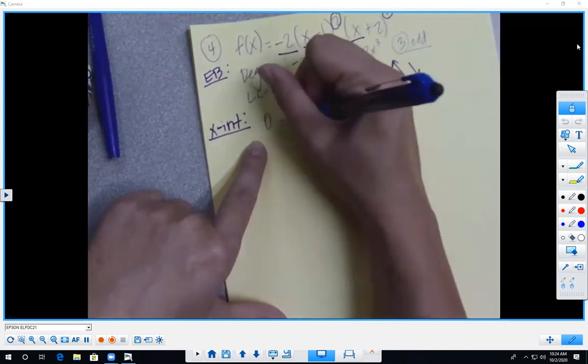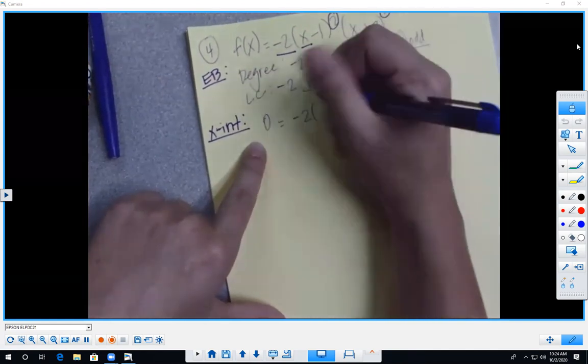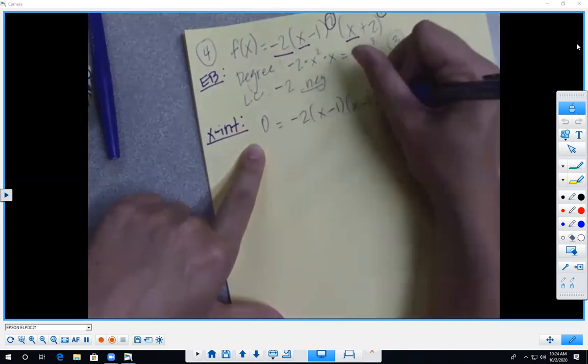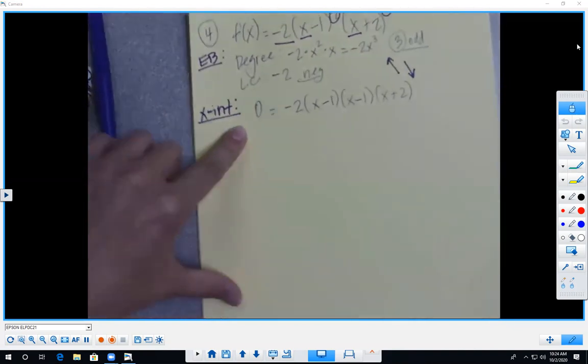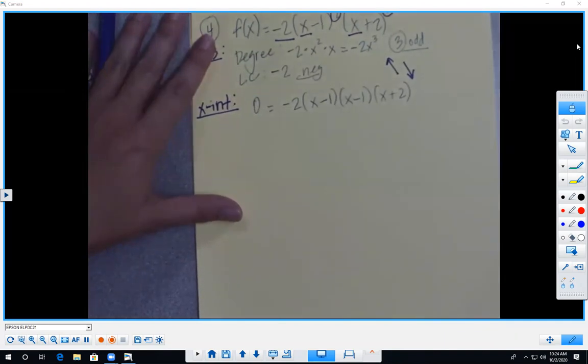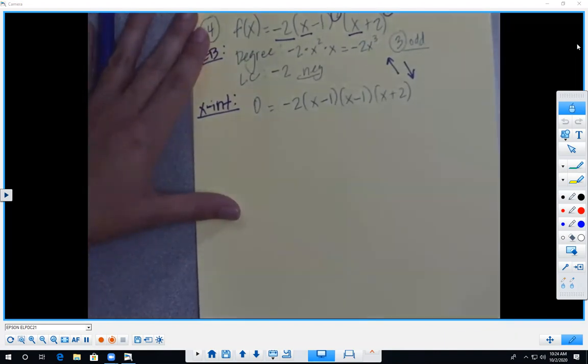0 equals, you could write this as x minus 1 squared, which is the same thing as x minus 1 times x minus 1 times x plus 2. It's already factored for you, right? How do you solve your factors? Set them equal to 0 and solve.